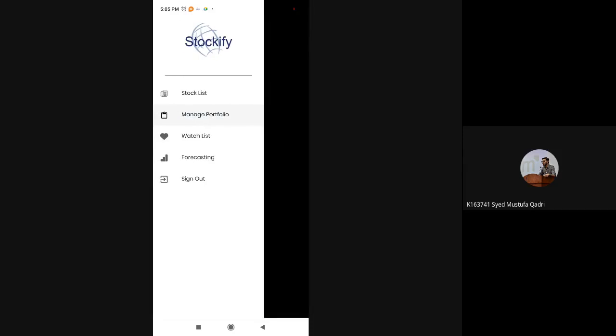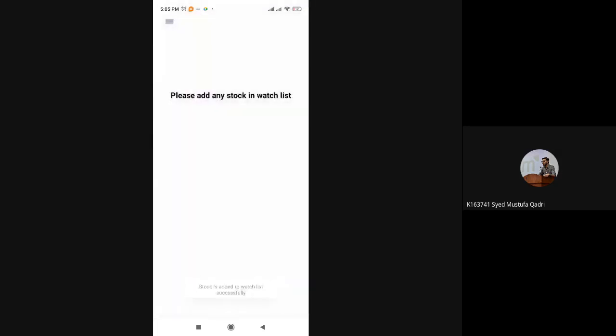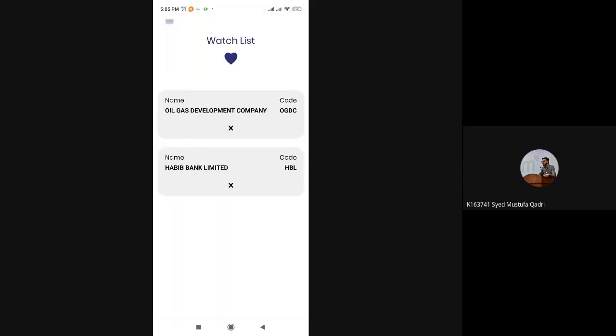Going back to the watch list, currently I have no stocks in my watch list. First I will add, for example, OGTC. Now it is being added, and let's add some other one. Now two of them are added in the watch list. Here I can remove one with the cross button, and as I tapped over here, it is removed.